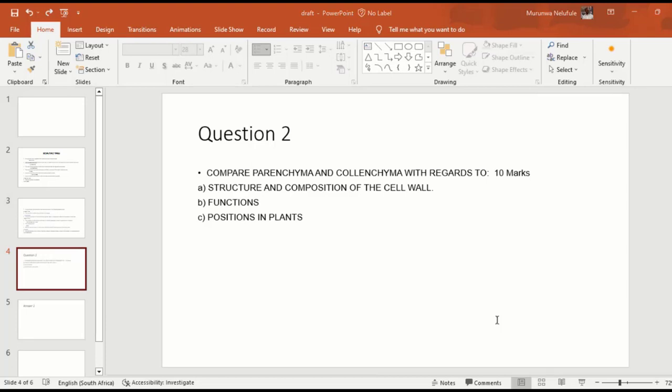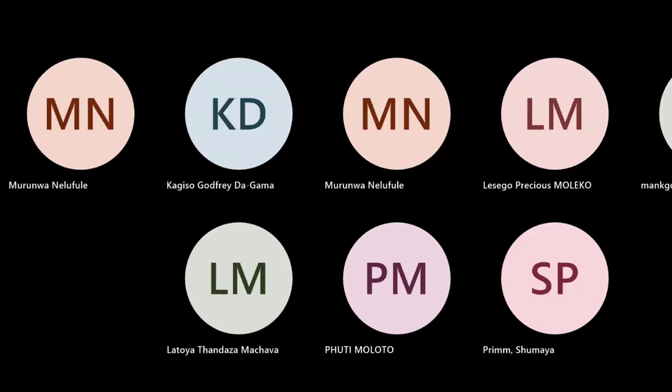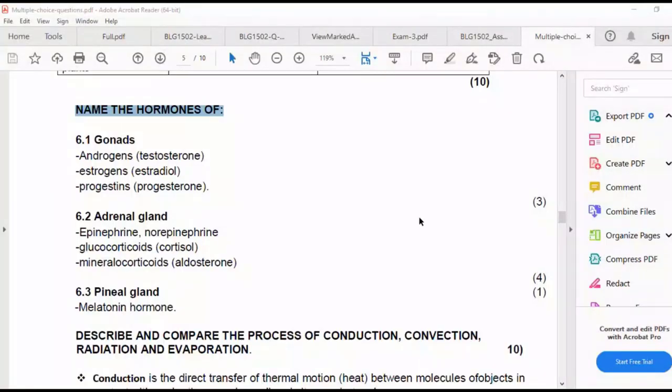All right, let's work from here. So here you see the names of the hormones, 6.1, it's actually the gonads. You remember the gonads: androgen is responsible for testosterone, estrogen for estradiol, and progestin for progesterone.